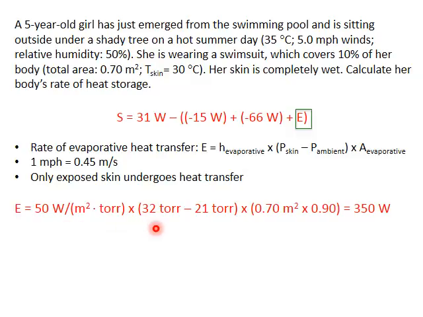We can now plug the values in for P skin and P ambient into our evaporative heat transfer equation, and we can solve for E, which gives us a value of 350 watts. The fact that this value is positive indicates that the girl is losing heat via this mode of heat transfer.